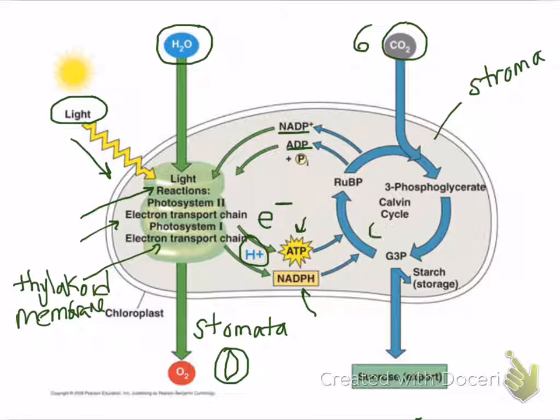At the end of 6 turns, you produce one glucose molecule, which is C6H12O6. Some of that sugar is going to be used right away for the plant for energy, and some of it will be stored in the plant as cellulose. So hopefully this overview has been helpful.